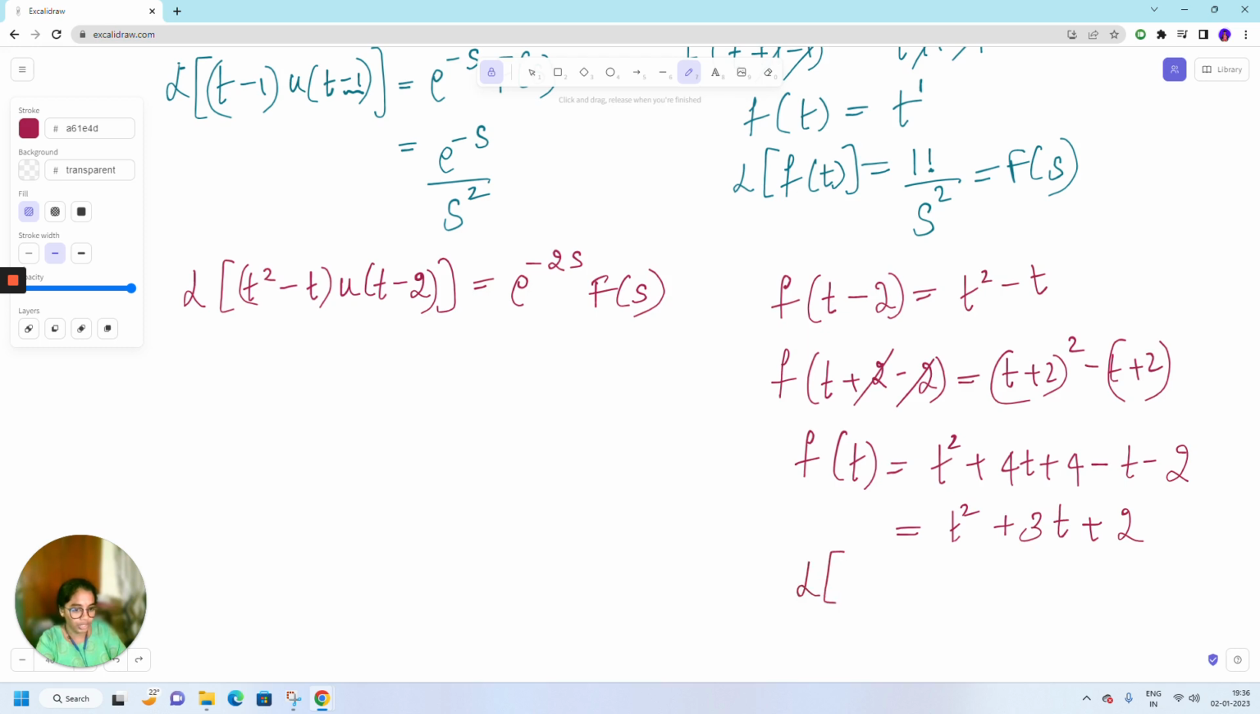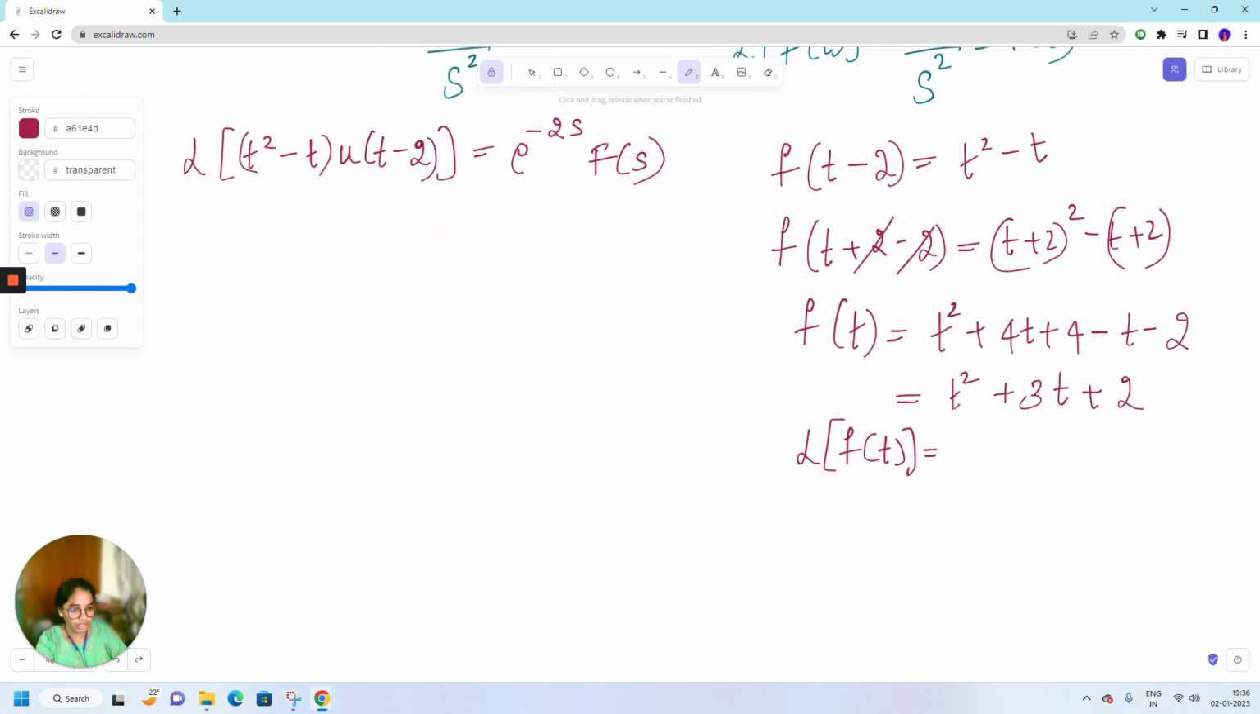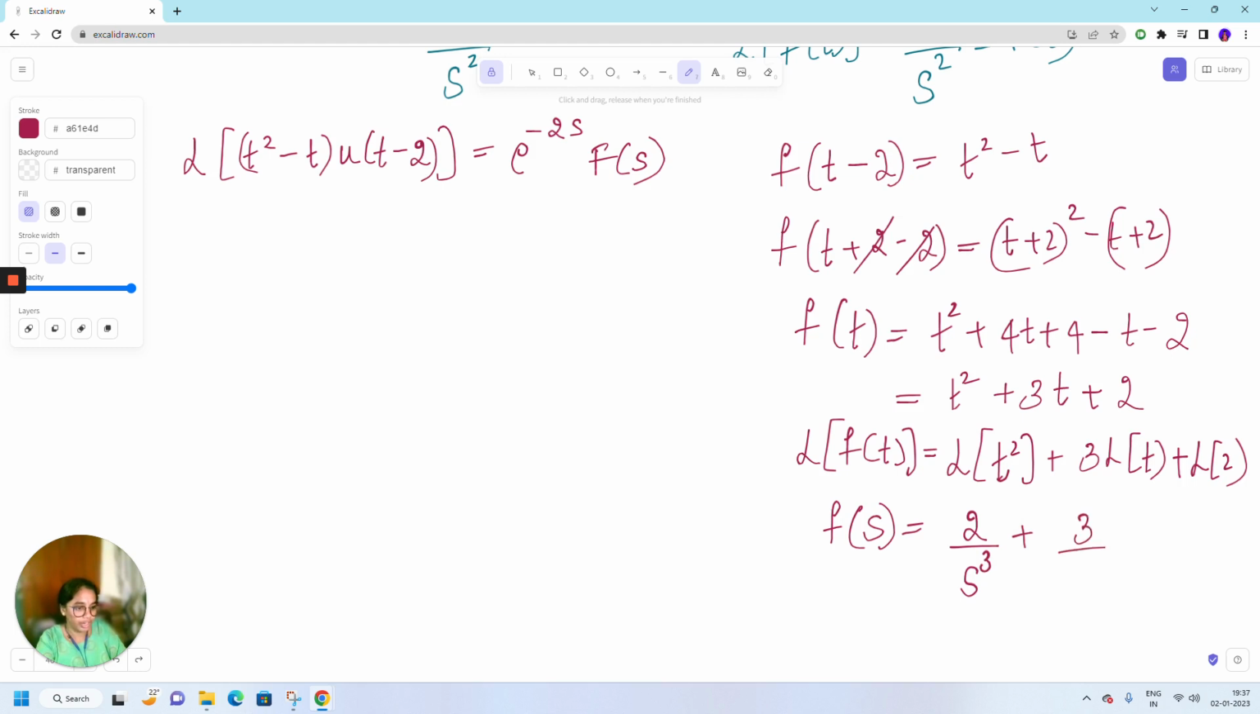Okay, now what should I do? I should find Laplace of f of t. This is equal to Laplace of t square plus 3 Laplace of t plus Laplace of 2. Laplace of f of t, the meaning is it is f of s. This is equal to Laplace of t square, which is 2 factorial divided by s to the power 2 plus 1, that is s cube, plus 3 into 1 factorial divided by s to the power 2, plus 2 divided by s.